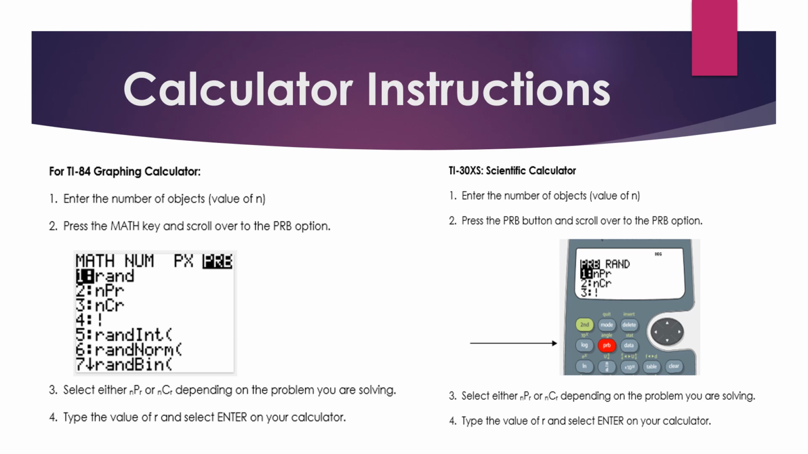If you're using the graphing calculator, you have a couple of extra steps that you do beforehand. You have to press the math button first, then scroll over to the right to probability, and then you'll come across the same options. So number 2 is a permutation, 3 is a combination, and option 4 is the factorial. So just get used to those depending on which calculator you're using.